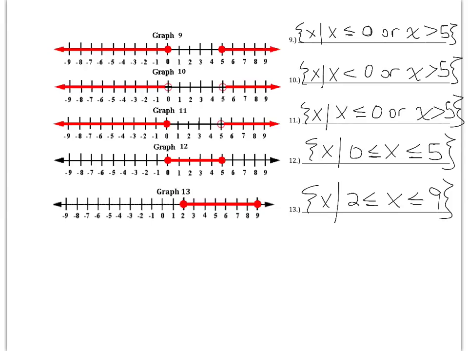And here are your answers to the next several. Notice 9, 10, 11, and 12, these are all OR graphs, so you have to list them separately, but these are combined. And so here x is between 0 and 5, here x is between 2 and 9.